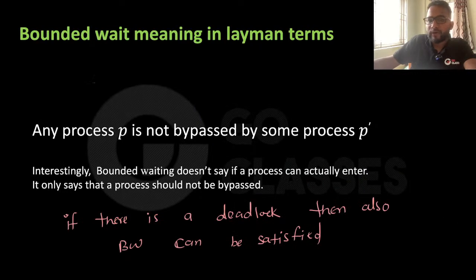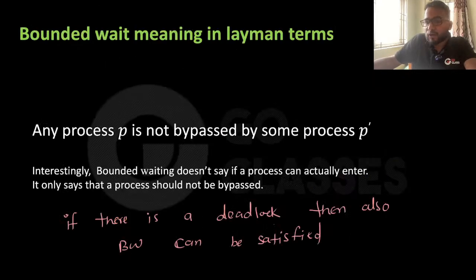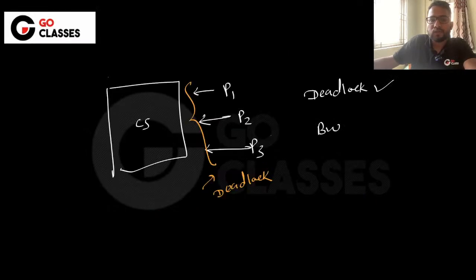Bounded waiting in layman terms means that no one should be bypassing. I mean, a process should not be bypassed by some other process. That's what bounded waiting means. So here, no one is bypassing another process, right? If there is a deadlock, then also bounded waiting can be satisfied. That's also a very interesting point, right? Okay, now let's move to a different slide. So in this case, deadlock is there, but bounded waiting is also satisfied.